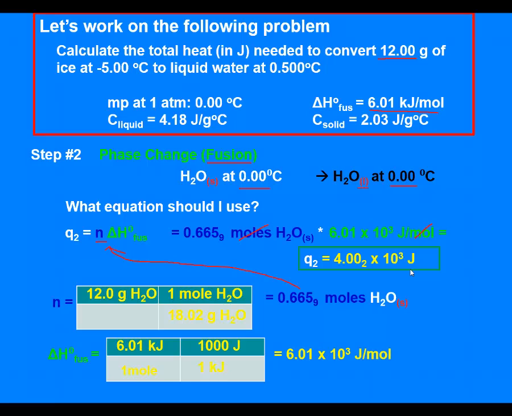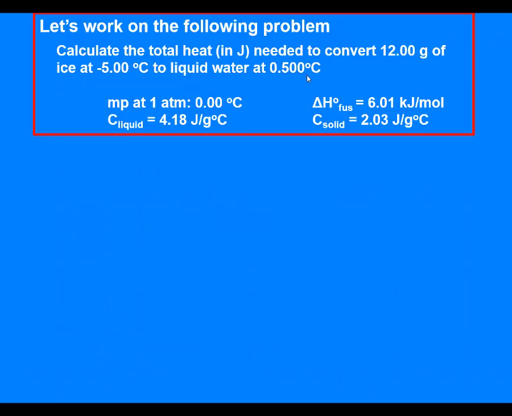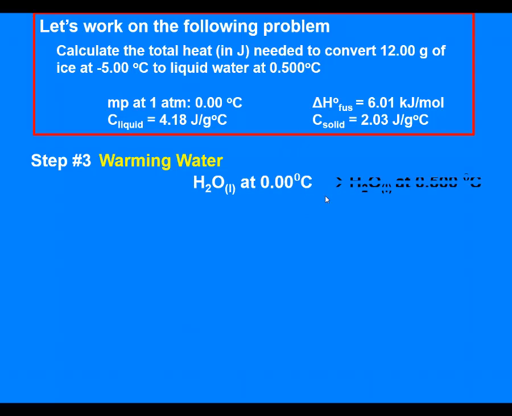Now I'm not quite done. So far we've looked at the ice heating up from -5 degrees Celsius to 0 degrees Celsius, and I've looked at the melting, the fusion of the ice to form liquid water, but we have not yet heated the liquid water up to 0.5 degrees Celsius. So I have one more calculation to perform. So on step 3, then I'm going to go ahead and warm the water up. And as I warm the water up, we're going to have the water warmed from 0 degrees Celsius to 0.5 degrees Celsius.